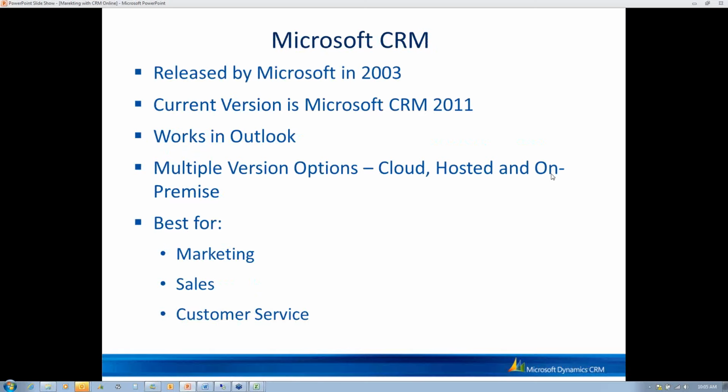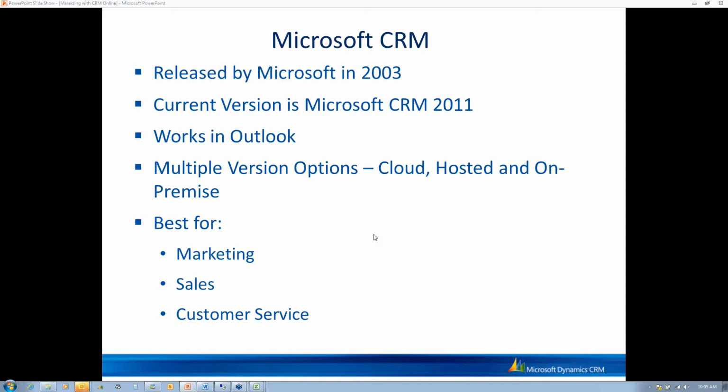Microsoft CRM is a product that was built by Microsoft. They didn't buy it from anyone else. It was released in 2003. The current version is Microsoft CRM 2011, and it works in Outlook, which is one of the key features of this product. There are multiple version options. You can have a cloud-hosted version available directly from Microsoft. You can also have a partner-hosted version, which you would use if you have some very specialized functionality where you cannot use the standard cloud offering. And then there's an on-premise version, if you have your own network infrastructure and your own servers.